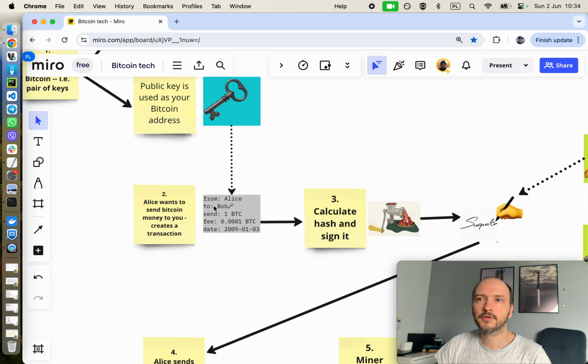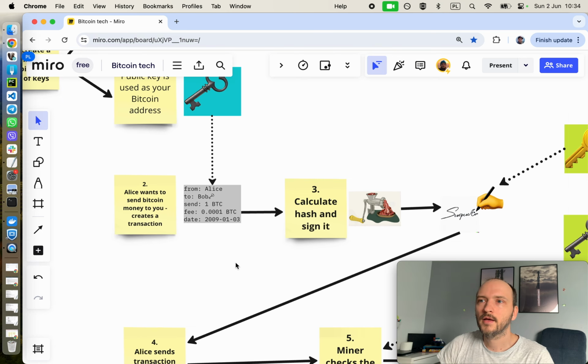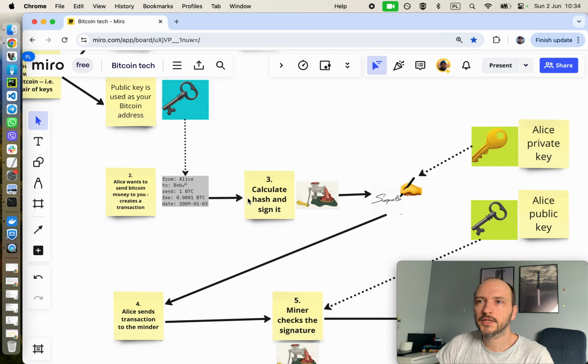So she writes something, basically done by a client application. The application writes that it's from Alice, and Alice's address will be here, Bob's address will be here. So for example, you're Bob here. Then she sends 1 Bitcoin with this fee with this date, so that's a transaction. Then her application calculates the hash of the transaction in the same way as we saw previously during signature creation. So we calculate the hash.